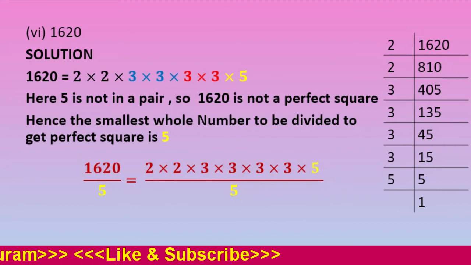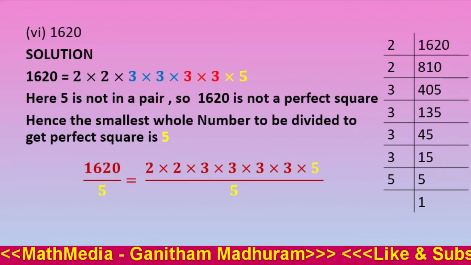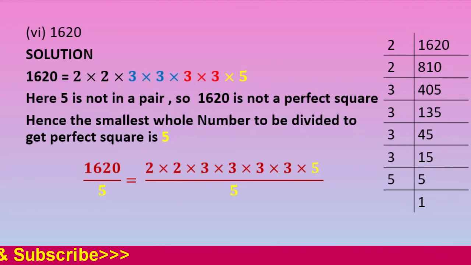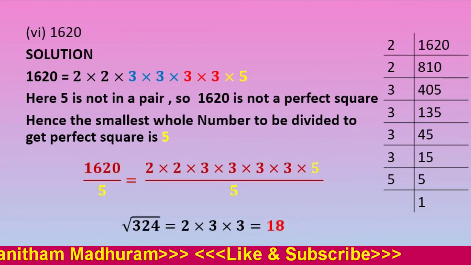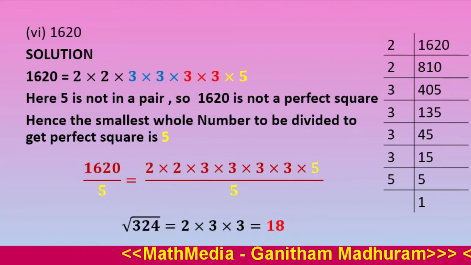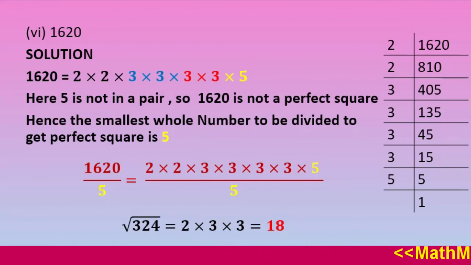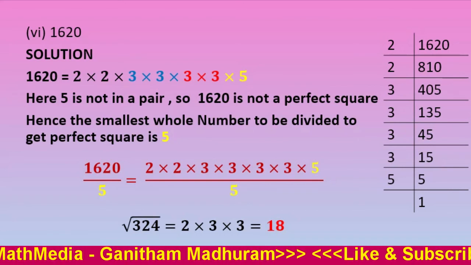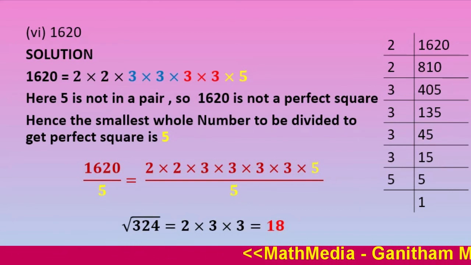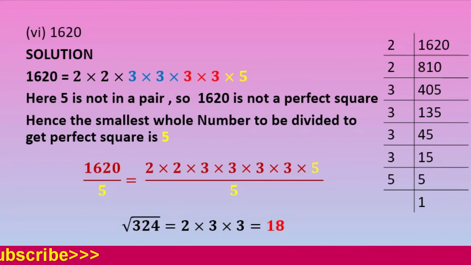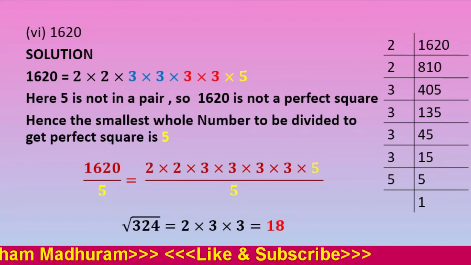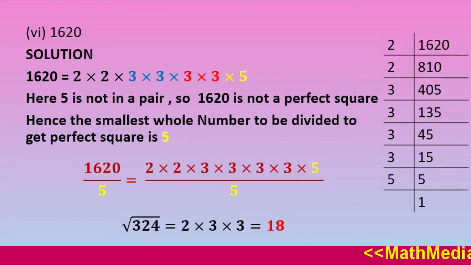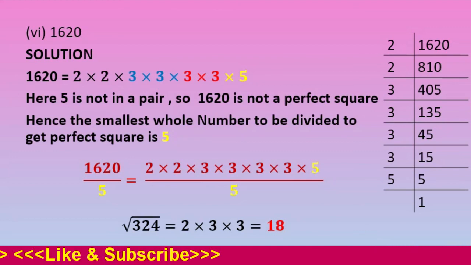What is the next step? Yes, we have to divide by 5 on both sides. LHS and RHS must be divided by 5. Hence, we get 324. So, we can find the square root of 324. Therefore, the square root of 324 equals 2 into 3 into 3 equals 18. So, here the smallest whole number to be divided to obtain the perfect square is 5 and the square root of the number obtained will be 18.